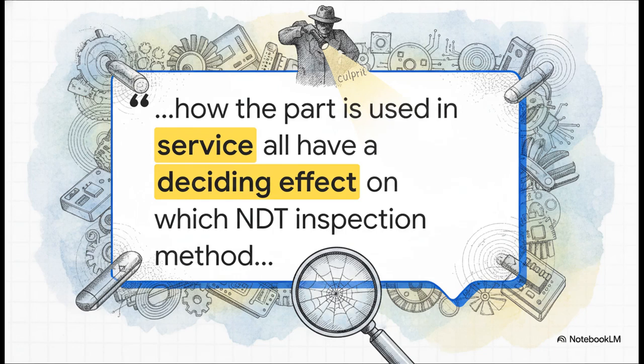To catch a culprit, and in our case that culprit is a microscopic material defect, we first have to intimately understand our suspects. Just look at this quote. It brilliantly illustrates that every single detail about a part, from how it was manufactured, to its size, to how it's actually used in the real world, absolutely dictates how we hunt down its flaws.